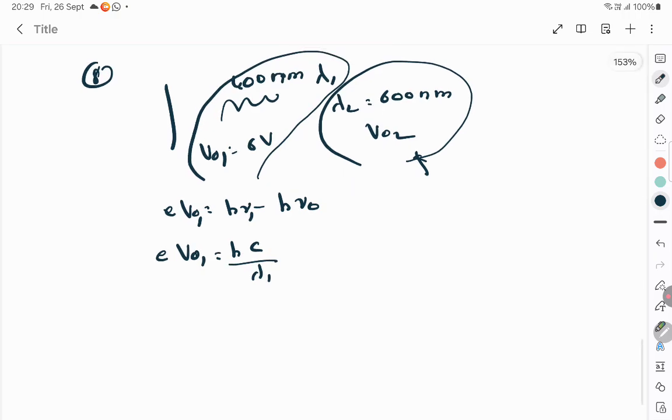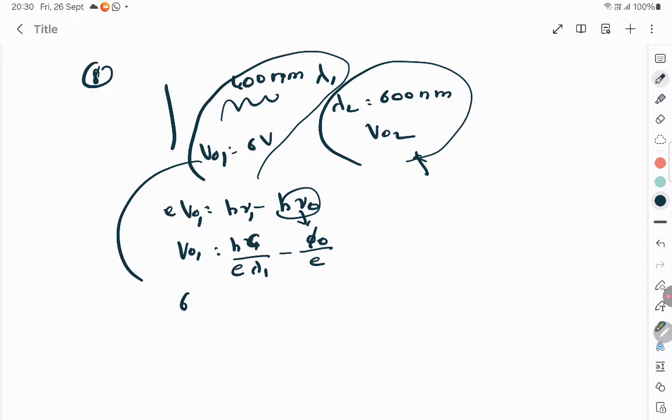okay, what are they asking? Calculate the stopping potential, right? So you could have brought this e down. Since they're asking for stopping potential, V naught 1 is equal to h nu 1, which is c by lambda 1, and the e can be brought down, minus this itself is the work function, h nu naught itself is work function by e. Because in this I can substitute this as 6 volts because it's been given.